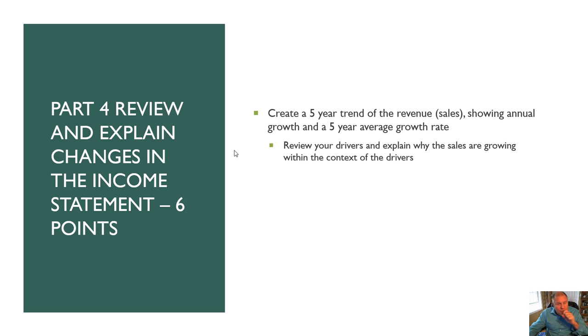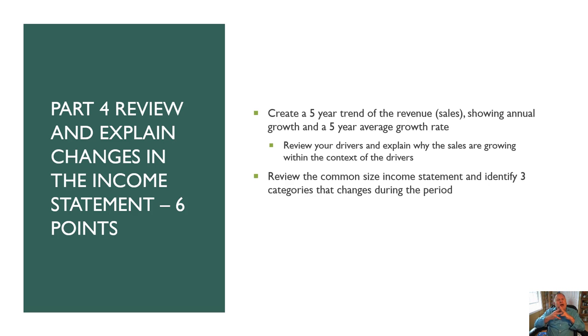Once you've done that, then review the common size income statement, because once you explain the total, we see the rest of the expenses in relationship to the income. So I want you to go through and identify three categories that changed during the period. They're big ones. Don't look at the little small ones. What are the 3 biggest changes? Once you've identified them, explain what happened in detail. The 10K should give you most of the answers.